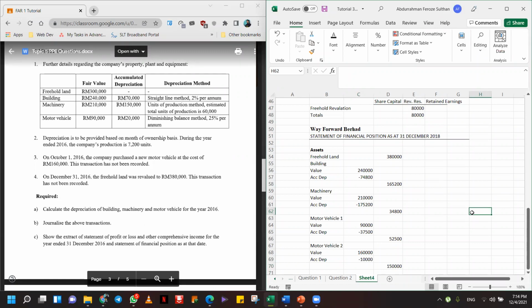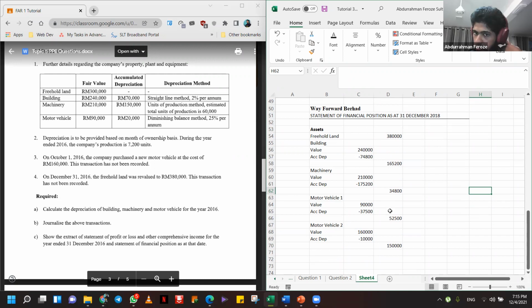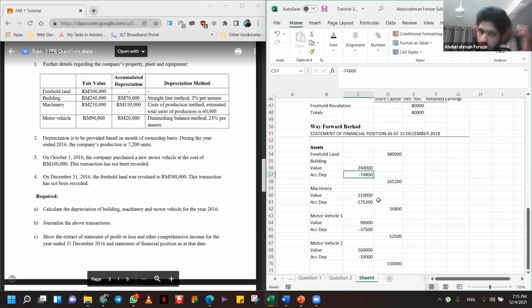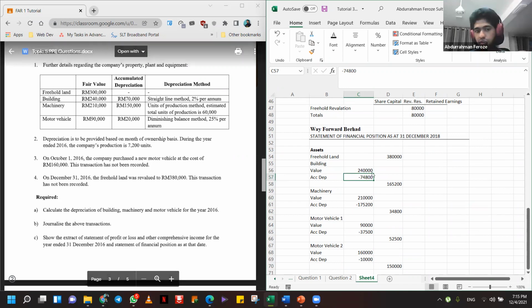How did you get the 74,800? Which one? Oh, this one here. Okay. So the accumulated depreciation, the beginning of the year, we have this, and then the depreciation expense for 2016 is 4,800. So you just plus whatever accumulated depreciation coming into the year, plus the depreciation expense for 2016, 74,800. That's the same thing that we did for each one.